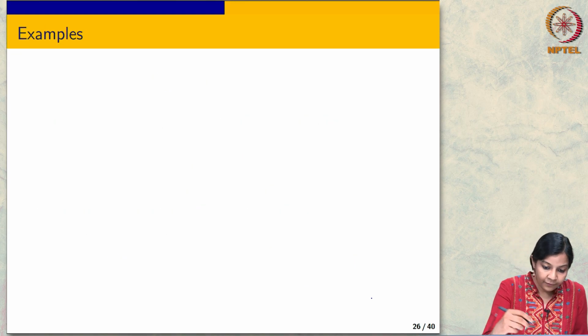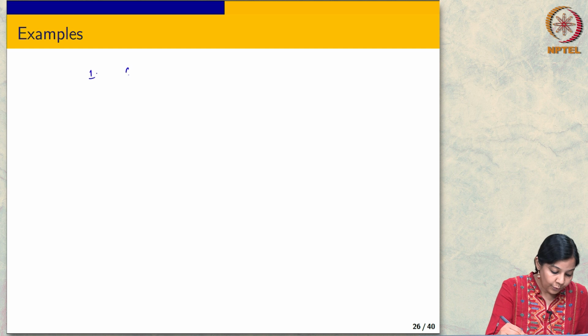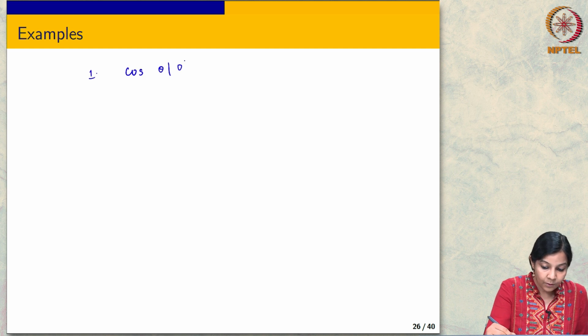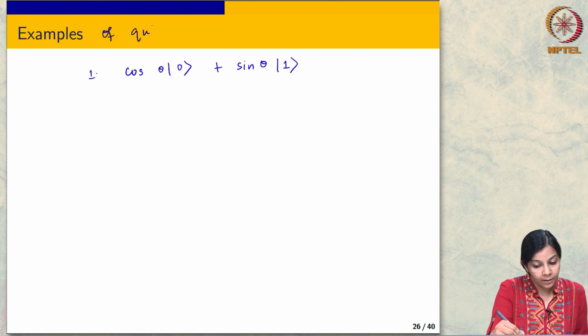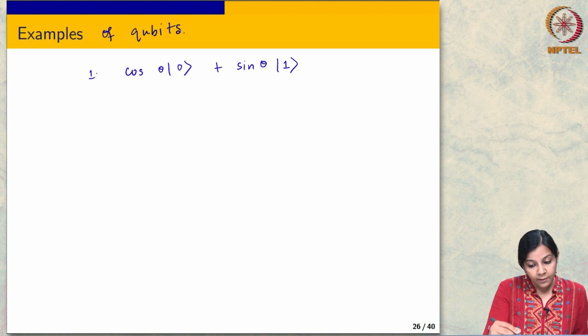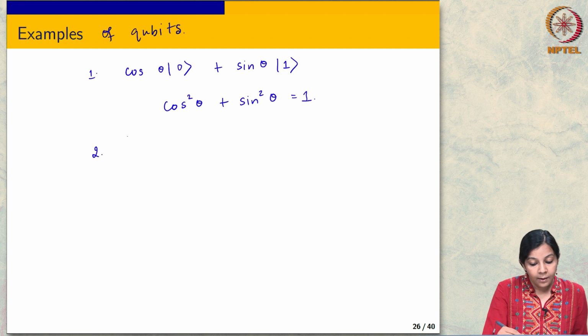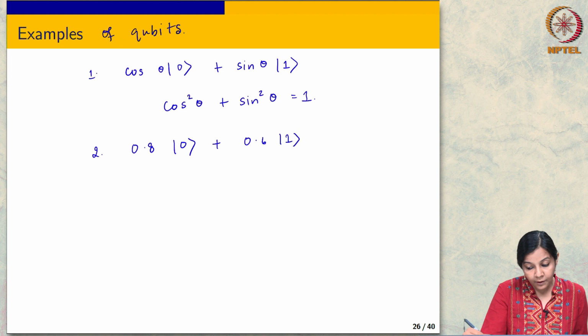Okay, so let's see a few examples. Here's a simple example, right? Cos theta |0> plus sin theta |1>, examples of qubits. So this is easy, the normalization condition obviously holds here, right? In the previous slide we saw 0.8|0> plus 0.6|1>. This is something we saw in the last slide.